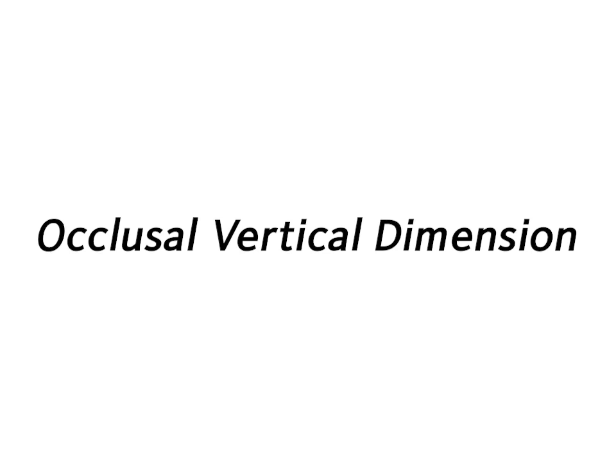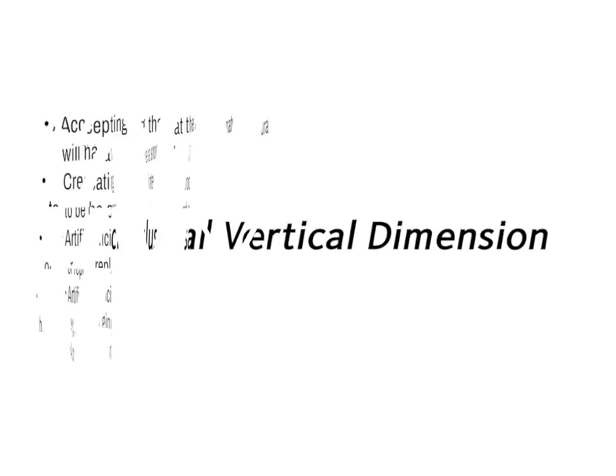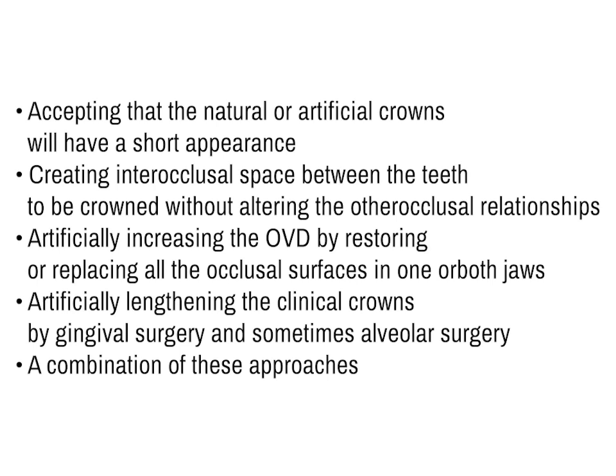In other cases, gradual wear of the dentition has resulted in very short teeth, so that making aesthetic and retentive crowns is a problem. Yet there is no loss of facial height because the tooth wear has been compensated by over-eruption. In these cases, a decision must be made between: number 1, accepting that the natural or artificial crown will have a short appearance.